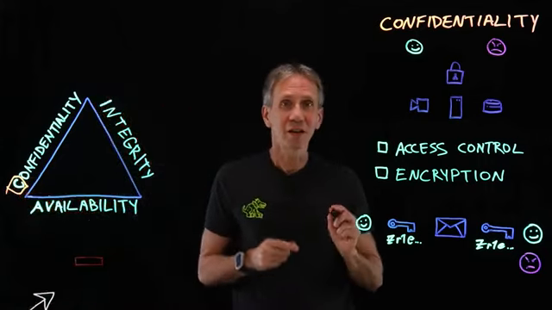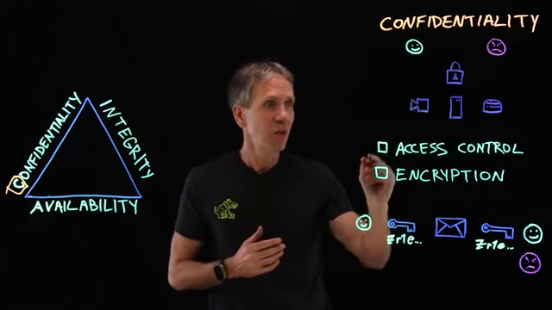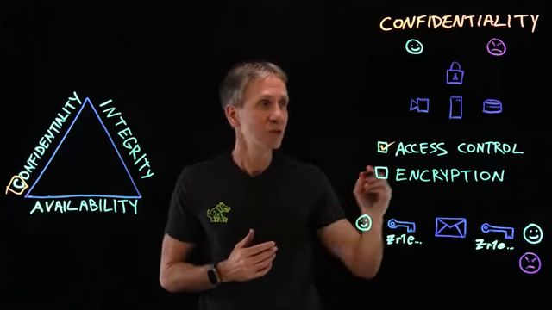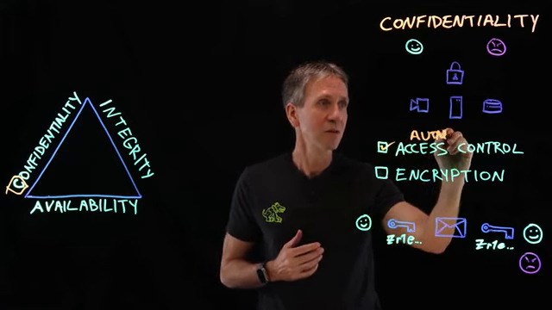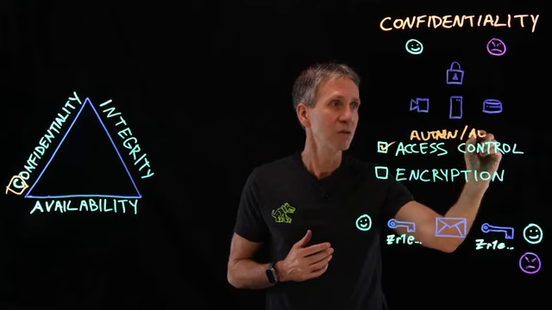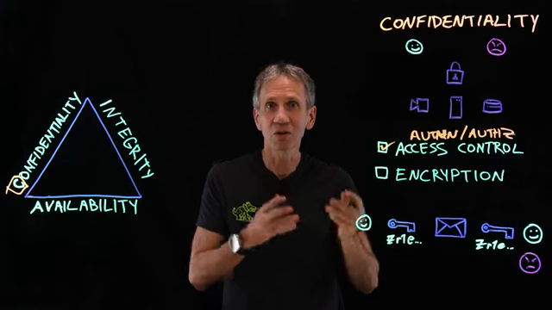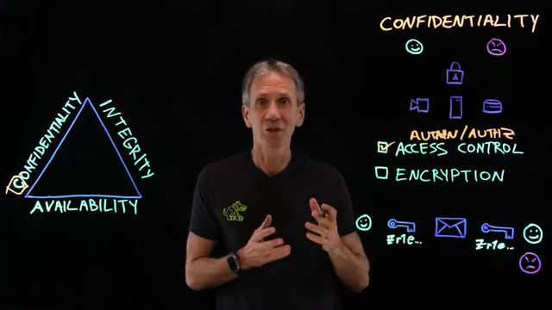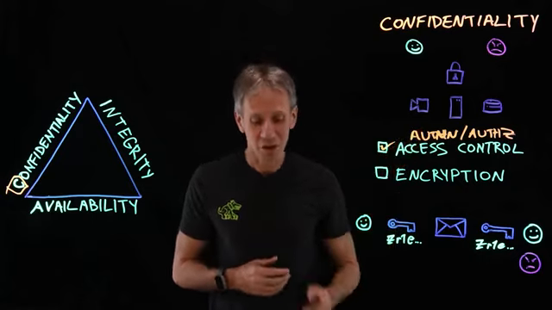Confidentiality we basically accomplish with 2 main types of technologies. One is access control, which consists of authentication and authorization. Authentication is answering the question, who are you? And authorization, are you allowed to do this or not? Let's take an example of how this might work.